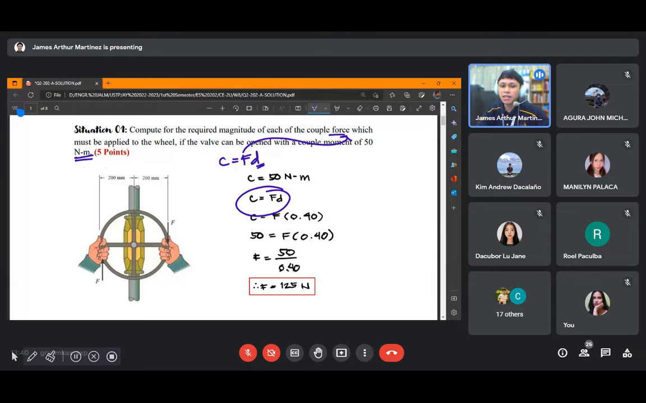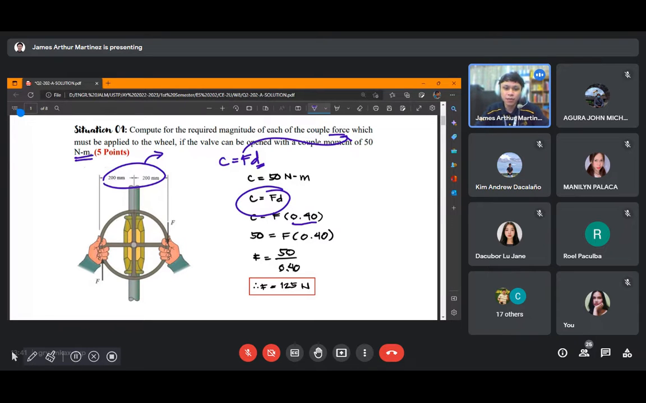Okay? So, the distance is just the distance between the lines of action of your couple forces. So meaning the distance there is 400 millimeters. And since moment is in terms of newton meters, we must also convert this in terms of meters. So 400 millimeters in terms of meters is 0.4, right? 0.40 or 0.4 meters. So that is why you have there 0.40.